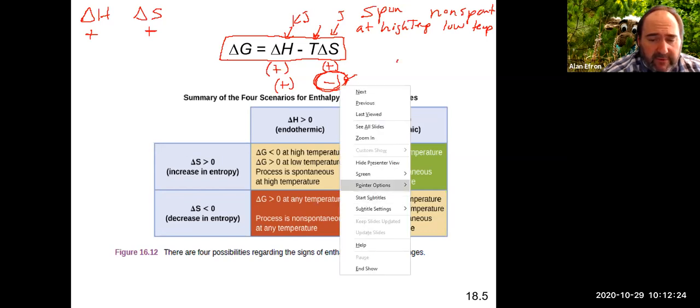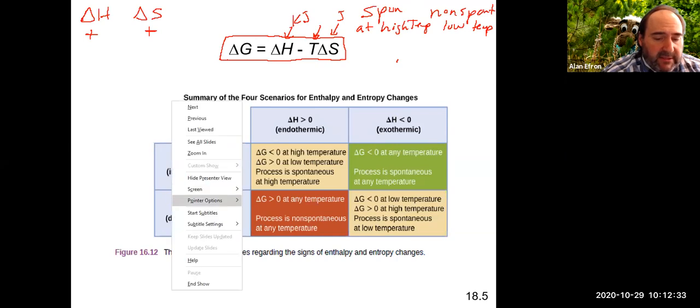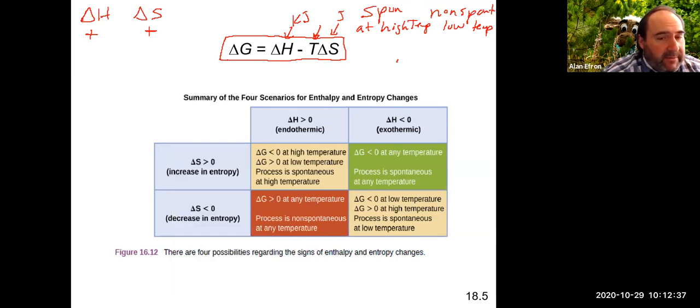So when we have that situation of positive and positive, we would expect our reaction to be spontaneous at high temperatures. At low temperatures, it's probably going to be non-spontaneous the way it's written. But if you reversed it, it would be spontaneous going in the opposite direction.